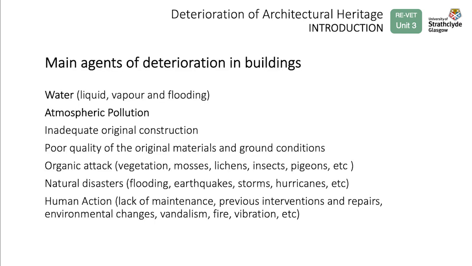In order to do so, we need to start by identifying the main agents of deterioration that affect all types of buildings, water and atmospheric pollution being key ones. Buildings also may have inadequate original construction, including poor quality of the original materials and ground conditions, and organic attack from vegetation, mosses, lichens, insects, pigeons, etc.